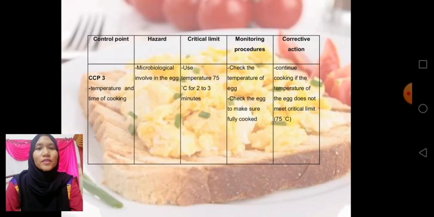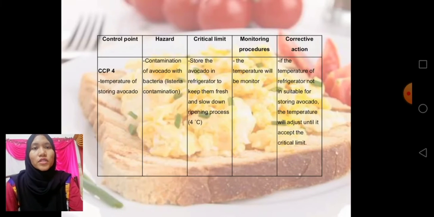The next one is CCP3, the temperature and the time of cooking the scrambled egg. The hazard is microbiological, involved in the egg. For the critical limit, we use a temperature of 75 degrees for 2 to 3 minutes to cook the scrambled egg. We monitor the temperature of the egg and check the egg to make sure it is fully cooked. The corrective action that we do is we continue to cook if the temperature of the egg doesn't reach the critical limit.